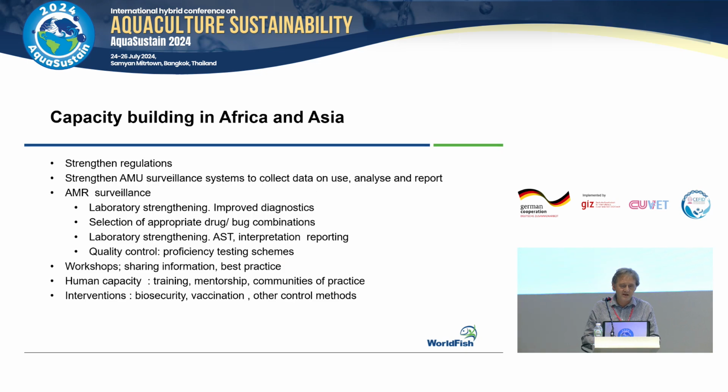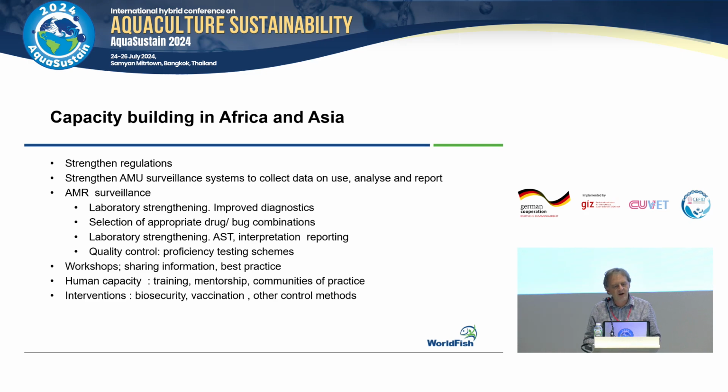Capacity, what should we do? Capacity building in Africa and Asia. I think, as Sophie's alluded already, we know that the systems in many countries are weak when it comes to the regulation for the control, application, and diagnostics of the diseases. All of that needs work. And there's a need for different elements of strengthening. And again, I think using a collaborative approach, strengthening regulations, strengthening AMU surveillance systems, collecting data on use, analysing and reporting, both to farmers, but also to national authorities and ultimately to WOA and others.